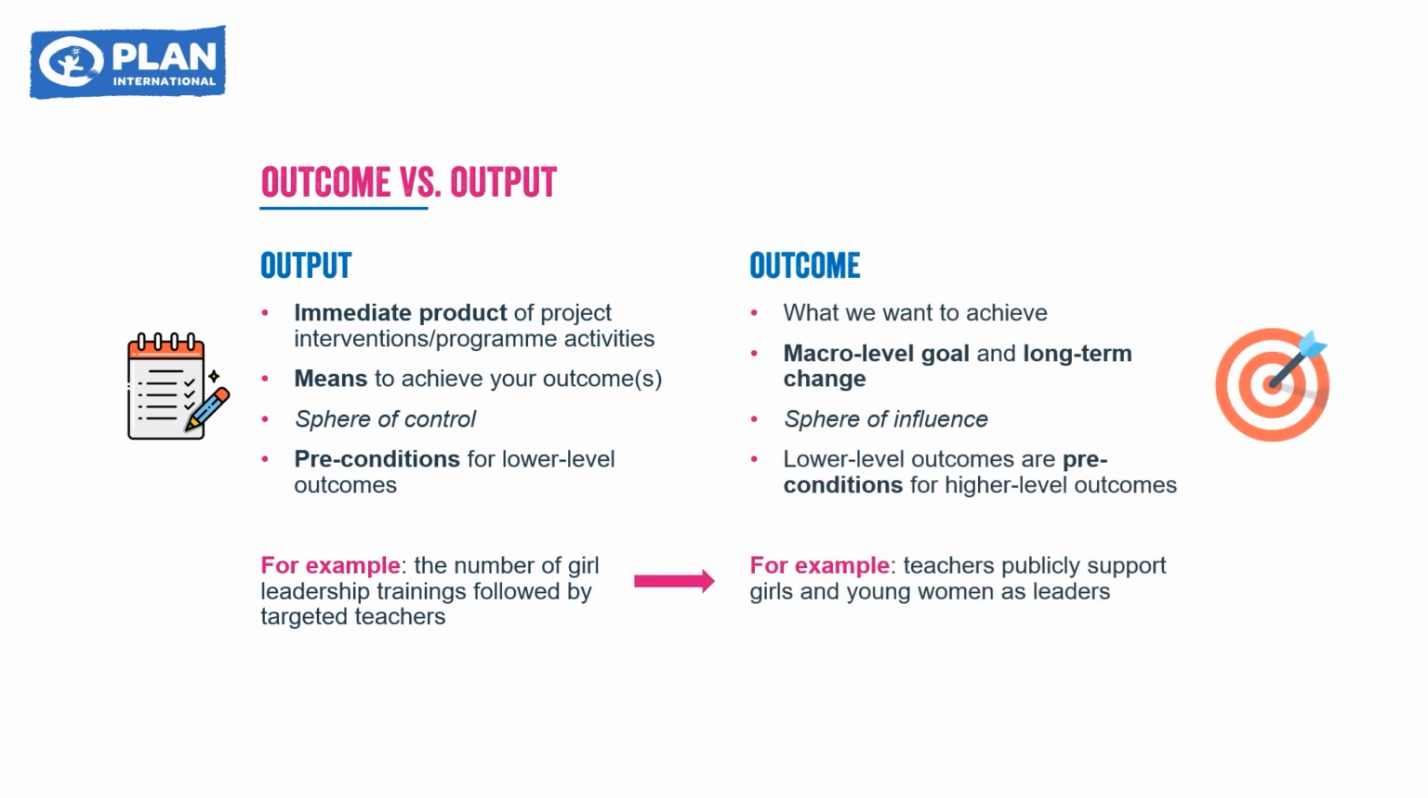An outcome, on the other hand, is what we want to achieve. An outcome is not an action, but rather a state of being. It is a macro-level goal and a long-term change. It is not in your sphere of control, but in your sphere of influence. We are not the only ones doing the influencing, but there are other actors who are contributing too.